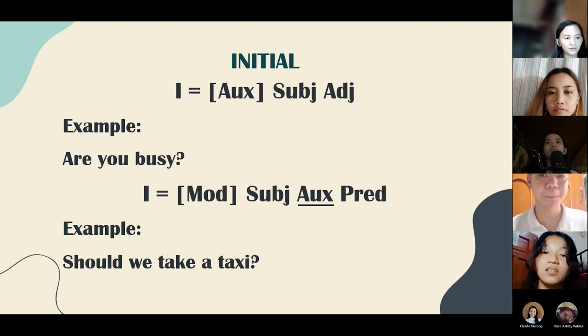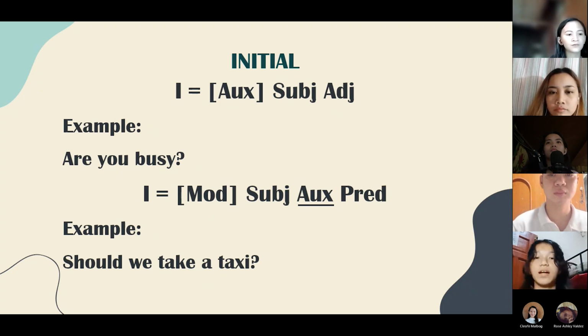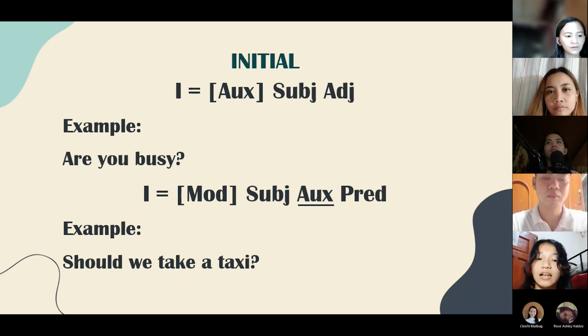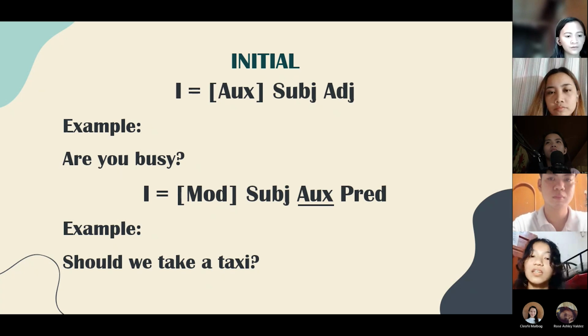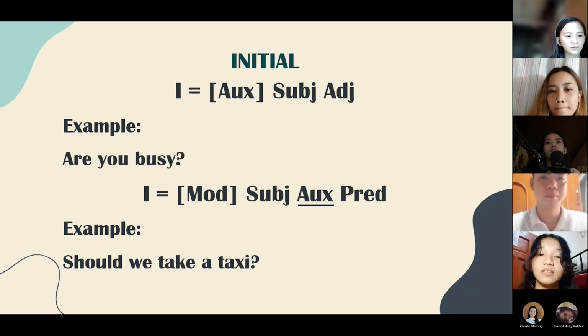And then the next is interrogative equals modal verbs. It is put in a bracket also, to specify. And then the next is the subject, and then the auxiliary, which is underlined, and lastly the predicate. Here is the example.